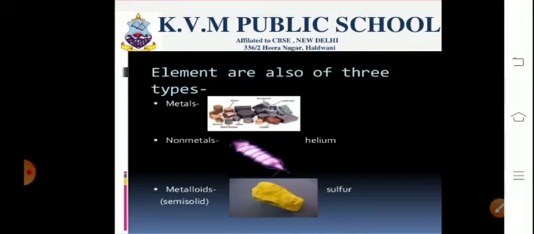The examples of metals are iron, silver, gold, aluminium, to name a few. The examples of non-metals are carbon, oxygen, nitrogen, chlorine, etc.